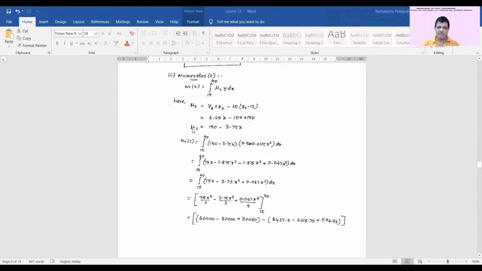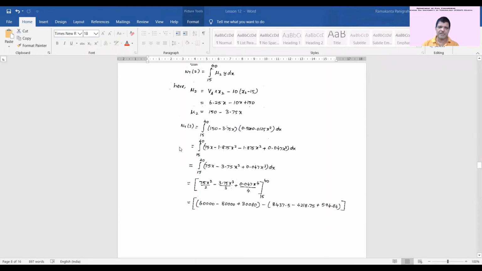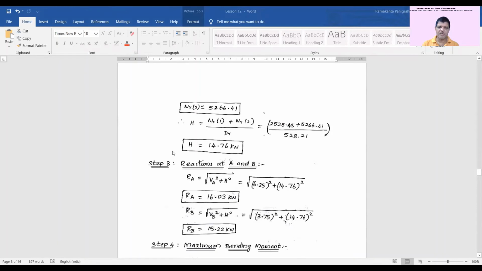Then you get the value 150 minus 3.75x by simplifying these values, VA x2 minus 10 into x2 minus 15. Then your y value is already calculated as 0.5x minus 0.0125x square. Multiply this by dx, and go on expanding each term, do the integrations, and then put in the lower and upper boundary values. By solving all these, we can get the solution for this M. So that is the numerator.